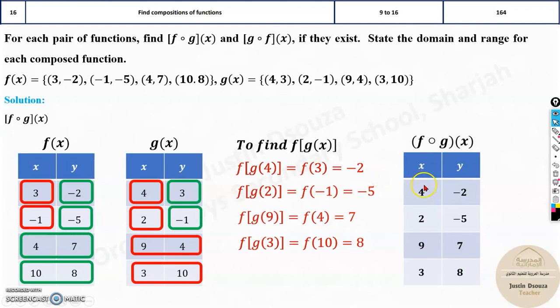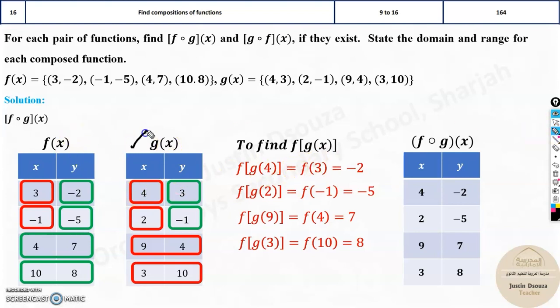But what is the domain? Is it this value or is it this value? Is it these values, 3 minus 1, or is it these values? Now you must understand the x value we initially started with was 4. We put this x value of 4 into the g function and then solved for f of 3. So it is not 3, it is this initial value which you consider.